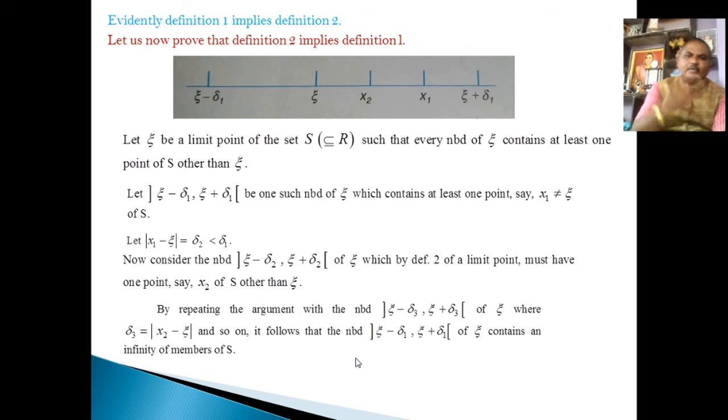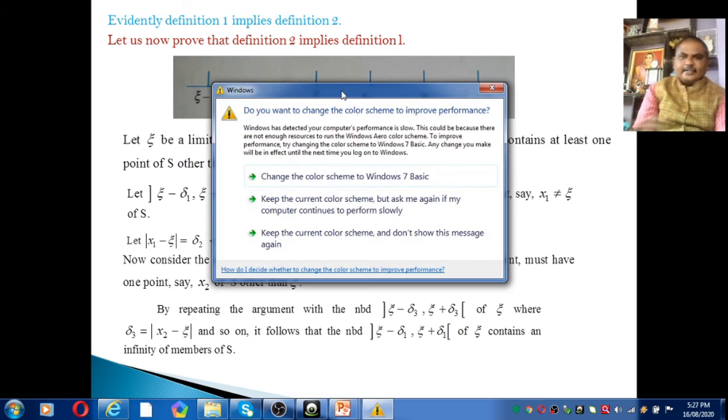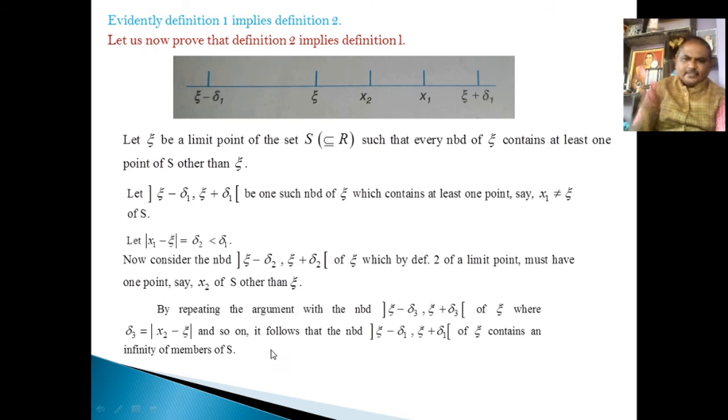By repeating the argument with the neighborhoods, the open interval (zeta minus delta 3, zeta plus delta 3), similarly (zeta minus delta 4, zeta plus delta 4), and again (zeta minus delta 5, zeta plus delta 5) of zeta, where delta 3 is equal to the modulus of x2 minus zeta, and so on with x3 minus zeta, x4 minus zeta, x5 minus zeta, it follows that the neighborhood, the open interval (zeta minus delta 1, zeta plus delta 1) of zeta, contains an infinite number of points of the set S.